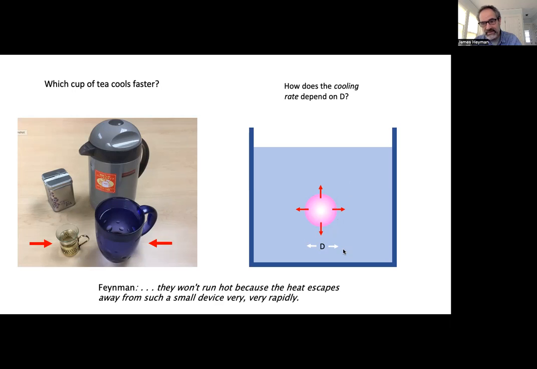Now, you've probably guessed what the answer is from life experience. And if you haven't, you might remember that Feynman made an enigmatic phrase. He said about nanomachines, they won't run hot because the heat escapes from very small devices very, very rapidly. It's kind of giving it away a little bit, but let's see how it works. So hang on one more moment and we'll get started.